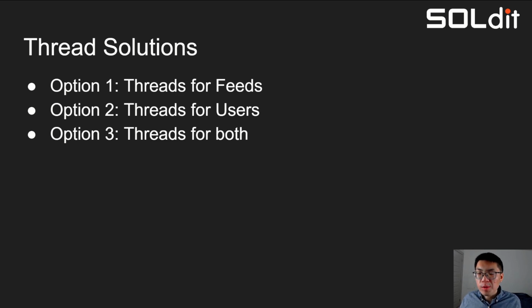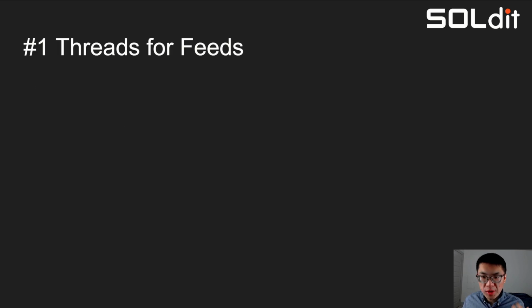Option two, we're going to see if we can create a solution for threading for the users, like user-specific threads, how to search for that. And option three, we're going to see how we can design accounts to support a solution for both. So option one, designing threads for feeds. Okay, so exploring option number one. How do we create threads for a feed?